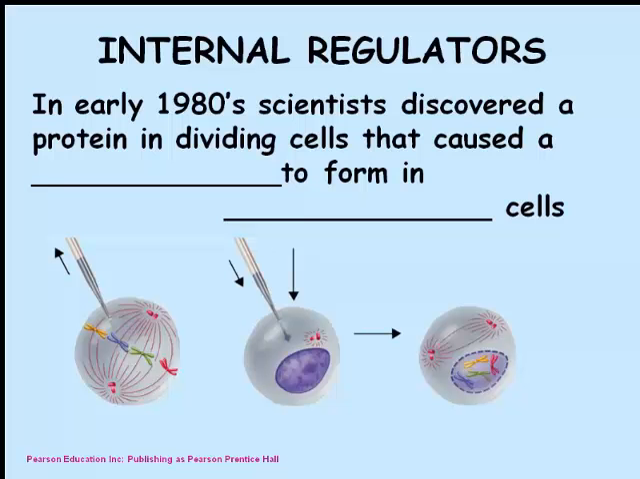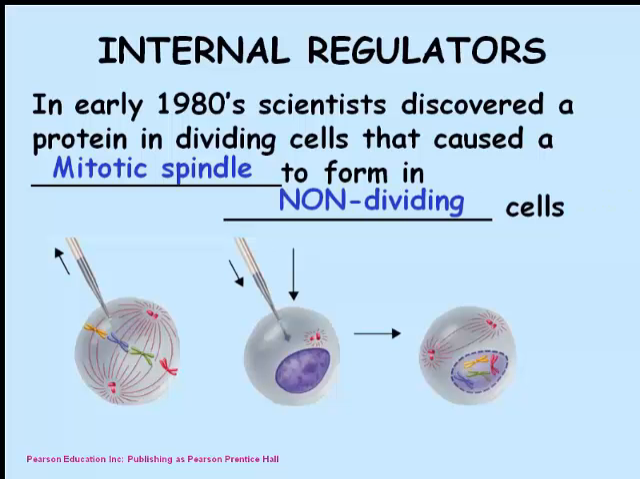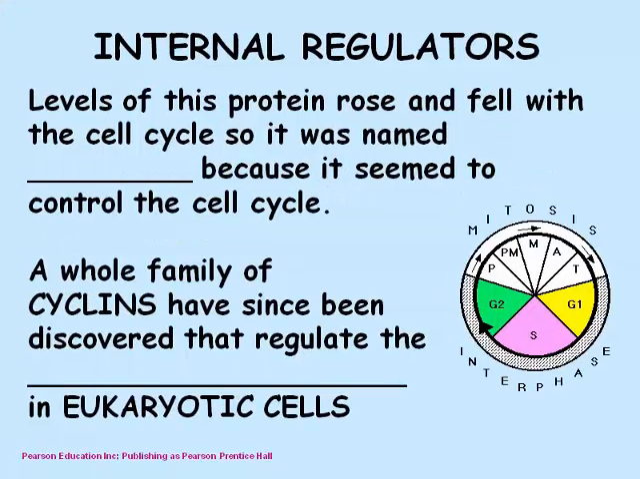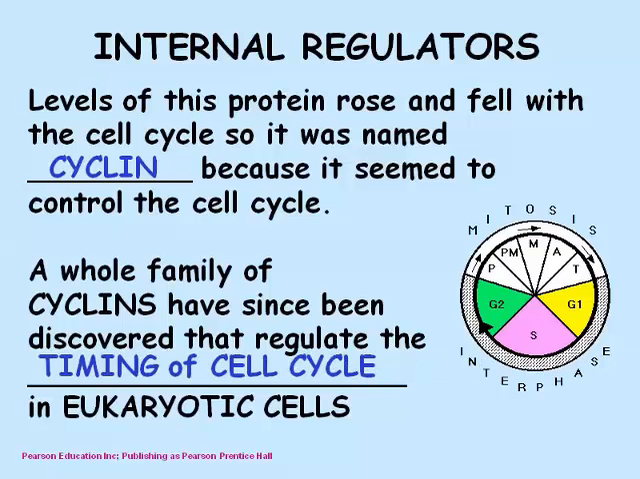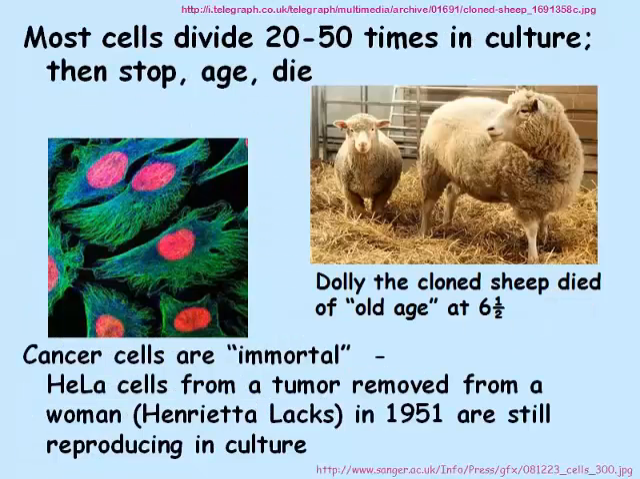So in the early 1980s, scientists discovered a protein in dividing cells that caused a mitotic spindle to form in non-dividing cells. So basically, if they were to inject this protein into a non-dividing cell, the cell would then start the process of mitosis. Levels of this protein rose and fell with the cell cycle, so it was named cyclin because it seemed to control the cell cycle. We actually have found a whole family of cyclins, and we've discovered that they regulate the timing of the cell cycle in eukaryotic cells. So most cells divide up to 20 to 50 times in a culture, then they stop, age, and die. So cells only divide a certain number of times.